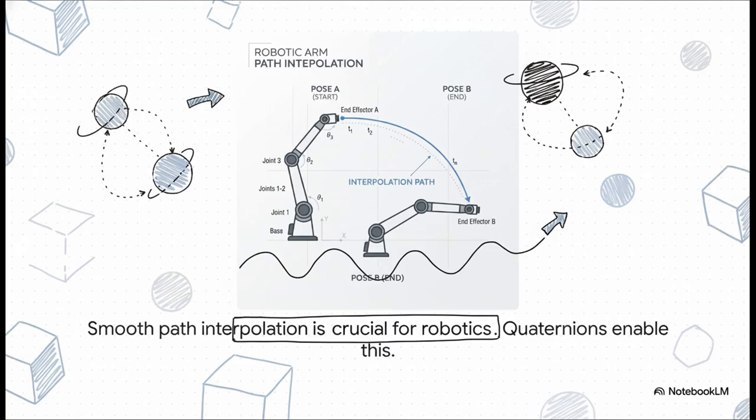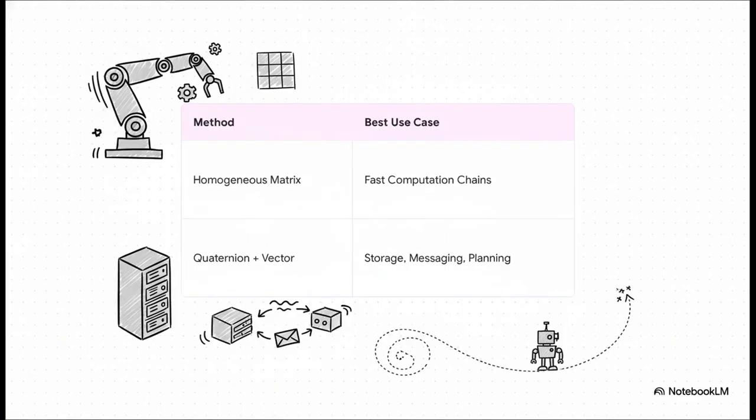So it really all comes down to using the right tool for the right job. If you're doing a ton of super fast calculations, like figuring out all the joints in a robot arm, those 4x4 matrices are your best friend. They're built for that. But if you need to store a pose or send it in a message to another part of the robot, or especially if you're planning a smooth path, then the quaternion plus vector combo is way more robust and efficient. It's just the smarter choice for those tasks.